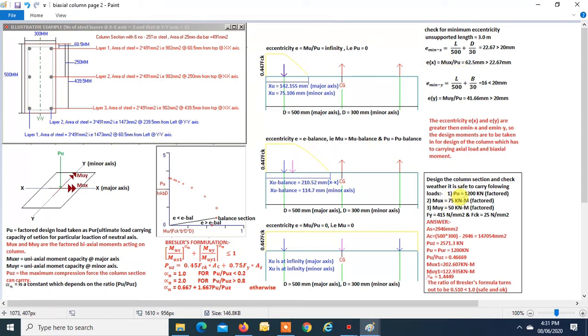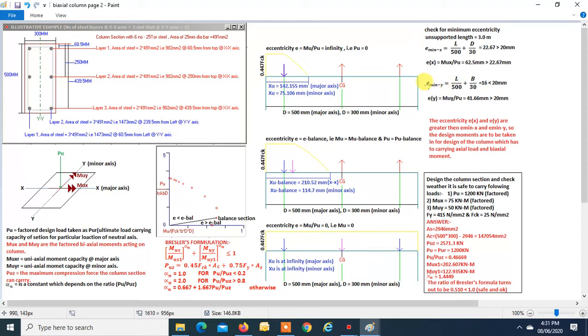Now actual e is Mux by Pu. Mux is 75 kilonewton meter, Pu is 1200, which turns out to be 62.5 mm, which is greater than the minimum eccentricity. So we will take this eccentricity in design.